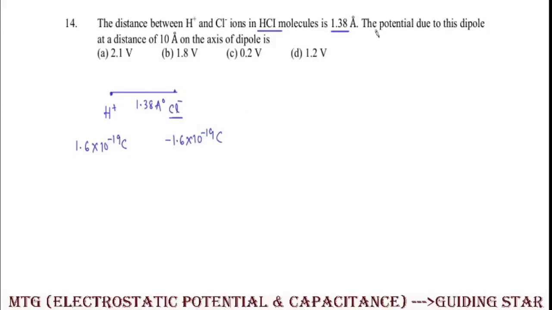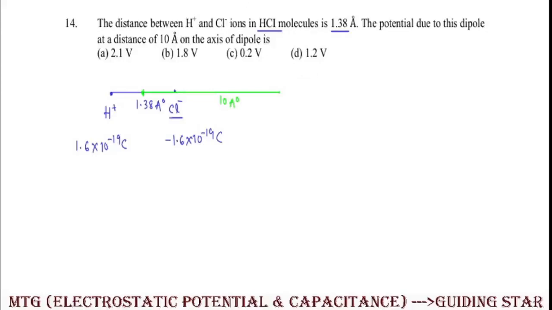So the potential due to this dipole at a distance of 10 angstrom. Potential due to this dipole at a distance of 10 angstrom. That means we will find out the potential at a distance of 10 angstrom on the axis of the dipole. On the axis of the dipole, that means it will be taken from the midpoint of the dipole and at the axial point, 10 angstrom.